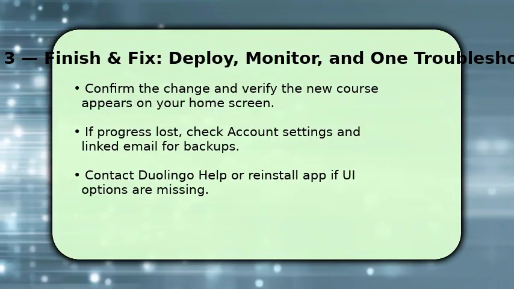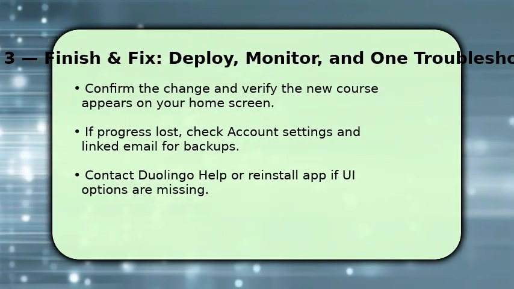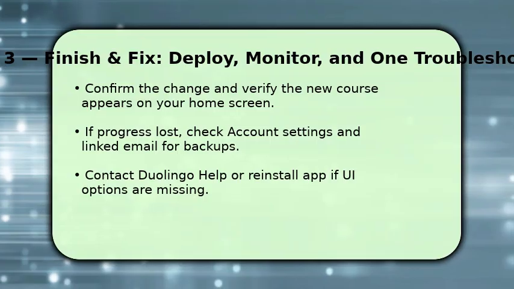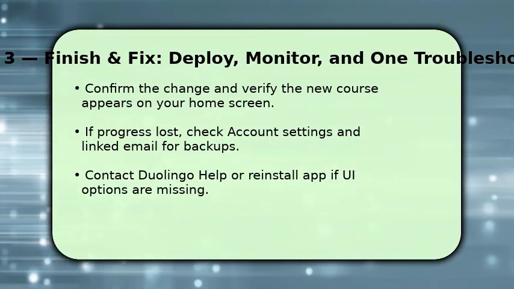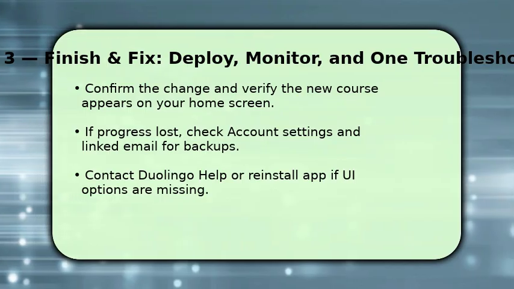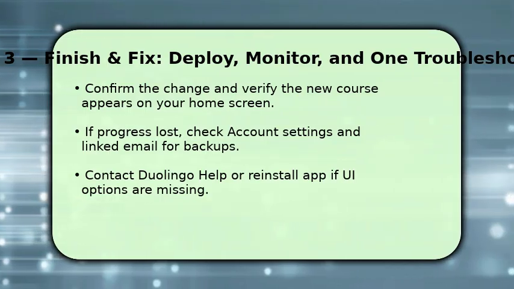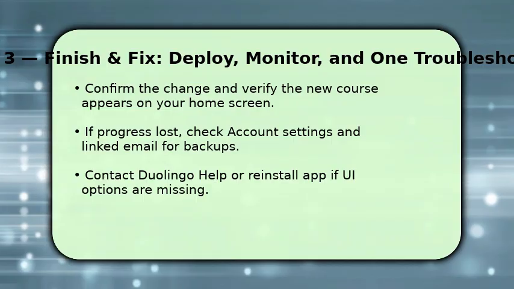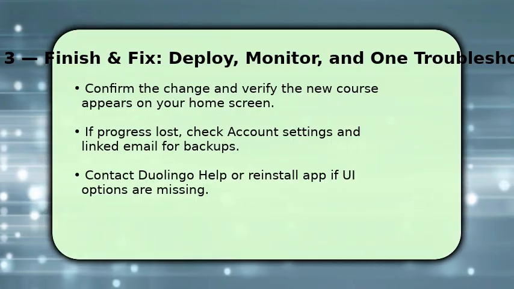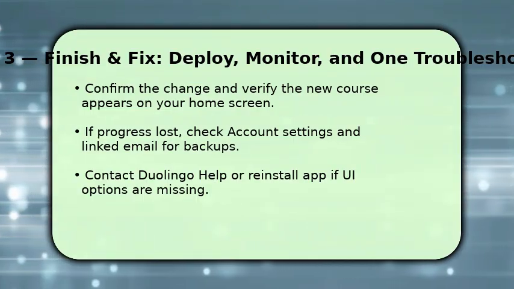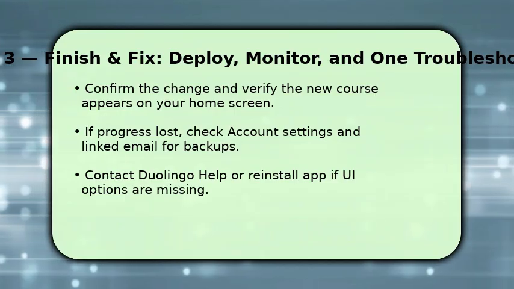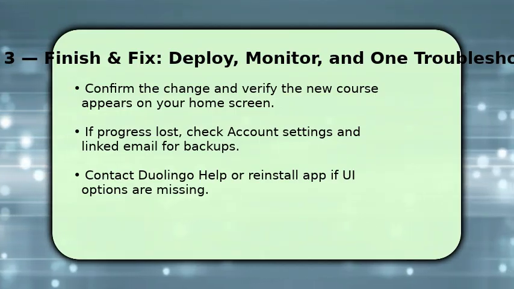If you don't see the course, or you seem to have lost progress, check account settings and linked email for backup or previous course enrollments, and toggle sync by signing out and back in. If UI options are missing, clear cache or reinstall the app, and contact Duolingo Help as a last resort. Include your username and device details for faster support.